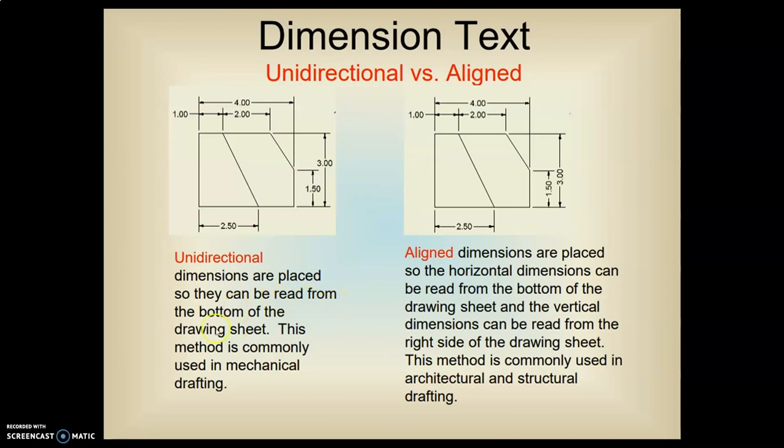Dimensions are placed so they can be read from the bottom of the drawing sheet. This is commonly used in mechanical drafting, and this is what we are going to be using for all our drawings. With aligned dimensions, the horizontal dimensions are placed so they can be read from the bottom and the vertical can be read from the right side of the sheet. Normally you'll see this type of dimensioning in architectural and structural drafting. Again, we are using unidirectional.